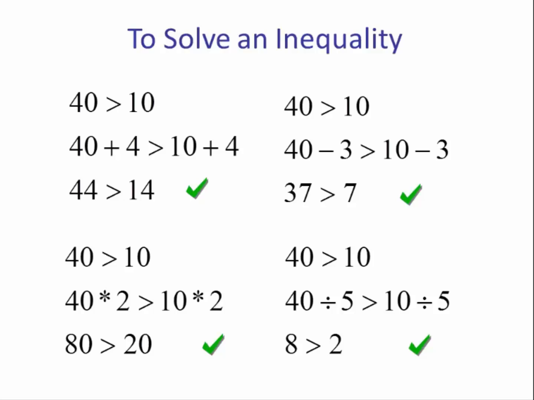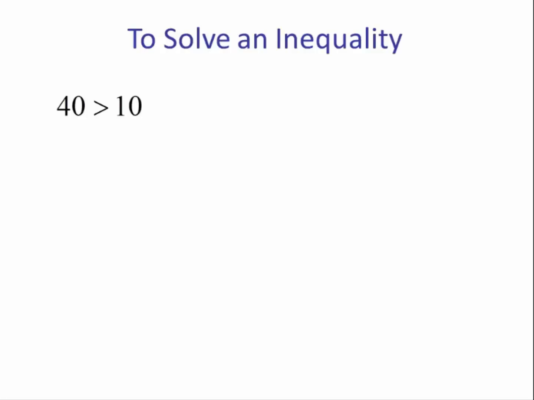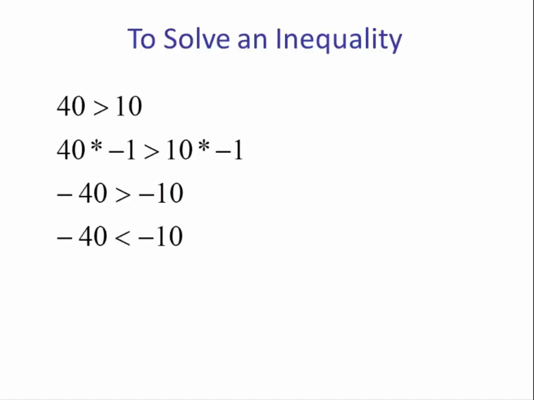So why do we have to worry about flipping the inequality? Well, let's start with our original true statement. This time let's multiply by a -1. This is going to give us -40 is greater than -10. This is a false statement. -40 is less than -10. So if we multiply by a -1 to both sides, we have to flip the inequality.